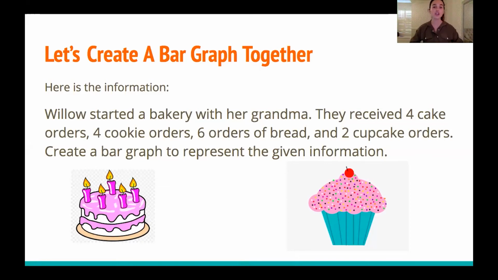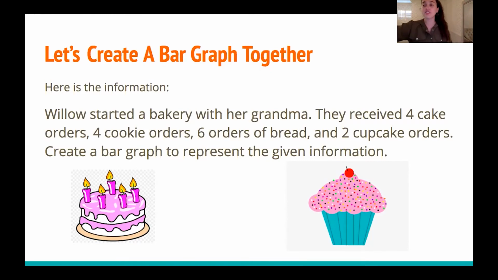Now let's look at cookies. How many cookie orders did we have? We had 4 cookie orders, so we can do the same thing, find it on the y-axis here, and just trace our fingers over. Great, and color that in if you're like me and you like it nice and colorful.